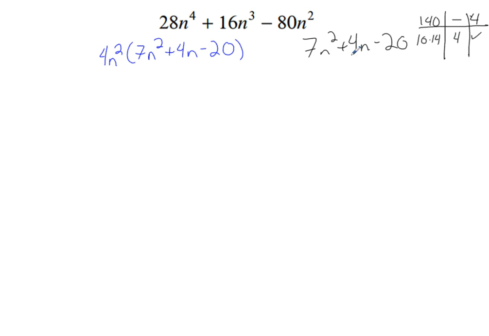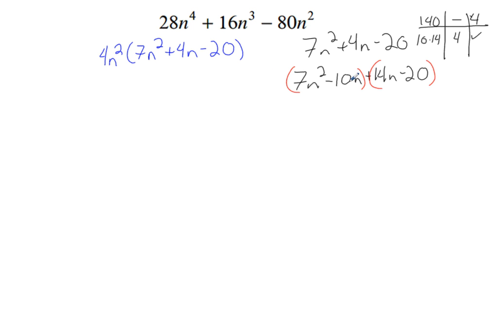But anyway, we're going to split this middle term up, so we got 7n squared. We're going to split it up into positive 14n and a negative 10n. So I'm going to do minus 10n plus 14n minus 20. So when I combine these two, I get positive 4n. So I'm going to group them and factor out my GCFs.